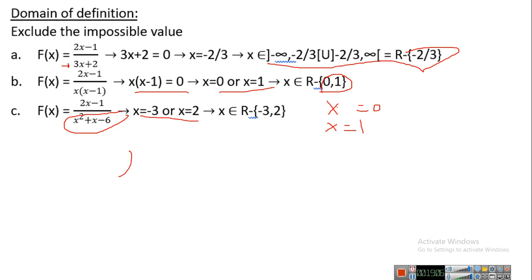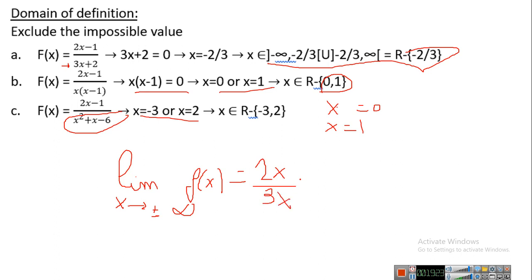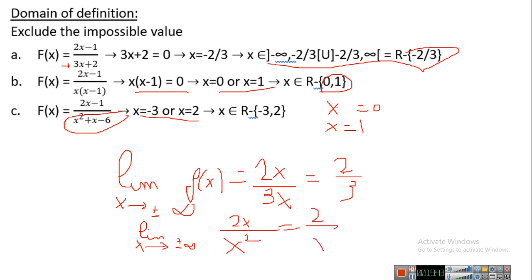For horizontal asymptote, guys, what do I do? Limit as x tends to plus or minus infinity. So for the first one, highest power over highest power you do for horizontal asymptote. Here you have 2 over 3. For the second one, you're going to get 2x as highest power up, and highest power down is x squared. So 2 over x. A number over infinity is what? 0.